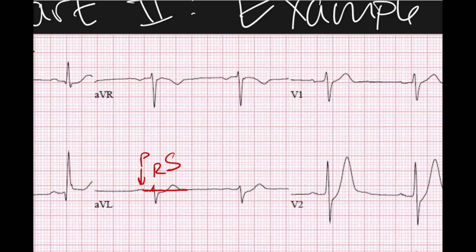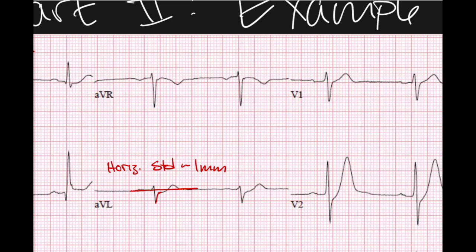But notice it looks like we have some ST depression. So let's get rid of the normal stuff. So we have horizontal ST depression. And let's see how much it is depressed. So we come up, flat, so there's our J point. Let's find our baseline. So about 1 millimeter of ST depression.